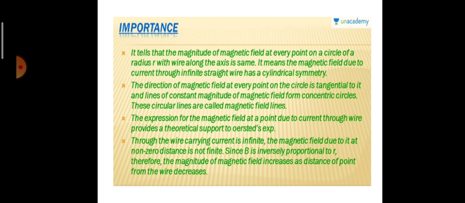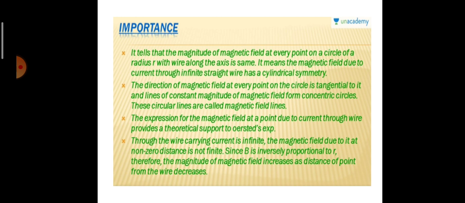Ampere's circuital law tells that the magnitude of magnetic field at every point on a circle of radius r with the wire along the axis is the same. It means that magnetic field due to current through an infinitely long straight wire has a cylindrical symmetry. Second point, the direction of magnetic field at every point on the circle is tangential to it, and the lines of the constant magnitude of magnetic field form concentric circles, and these circular lines are called magnetic field lines.